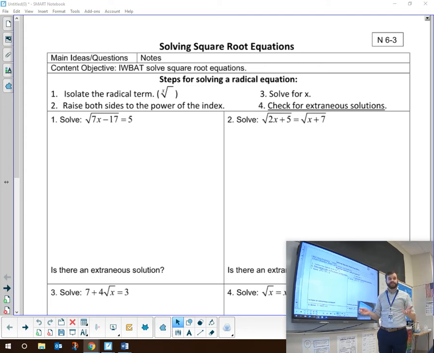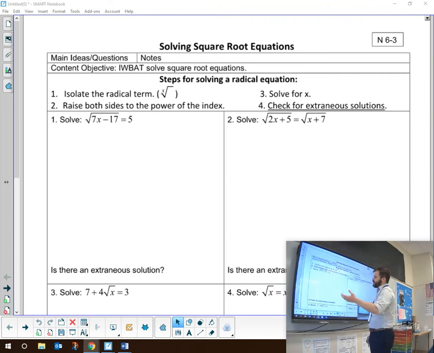Now the way this works is the same as every way. We're just looking for our opposite operation, our inverse operation. Remember, plus and minus are inverse operations. Multiplication and division are inverse operations. And squaring and square rooting are inverse operations.